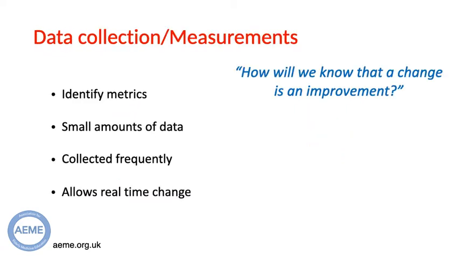Next, we need to think about the data and measurements required to demonstrate improvement. How will you know that a change has had an impact? This relates to the aim of the project, but may do so indirectly. In contrast to audit, quality improvement can be used to introduce a change to those things less tangible.